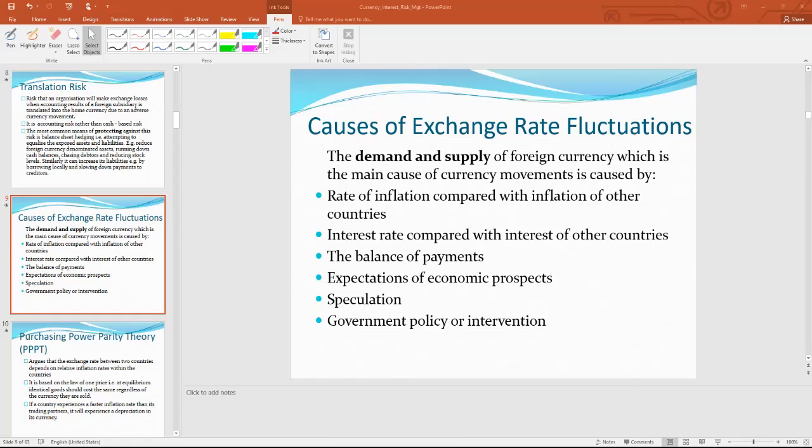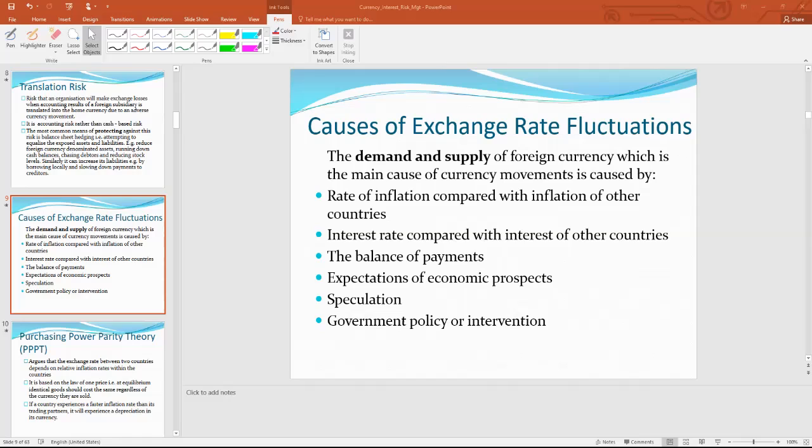If you have more exports than imports, for example, if you have more tea farmers who sell tea to the European market, what happens? You are going to be receiving more US dollars, so there is going to be more supply of US dollars in the country, as opposed to what you would be spending on imports.